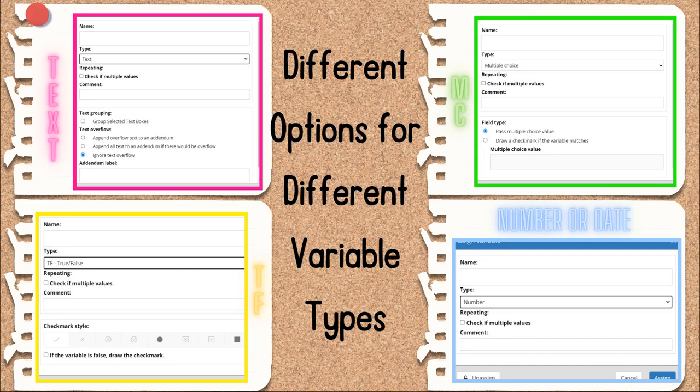Another option available with text variable types is the text overflow decisions. This relates to scenarios where the characters in the user's answer exceed the space in the field. By default, A2J Author will ignore the text overflow and cut off the user's answer after it exceeds the available field space. Instead, you can choose to append only the overflow to an addendum, or you can choose to append all of the text to an addendum and leave that space in the field blank.